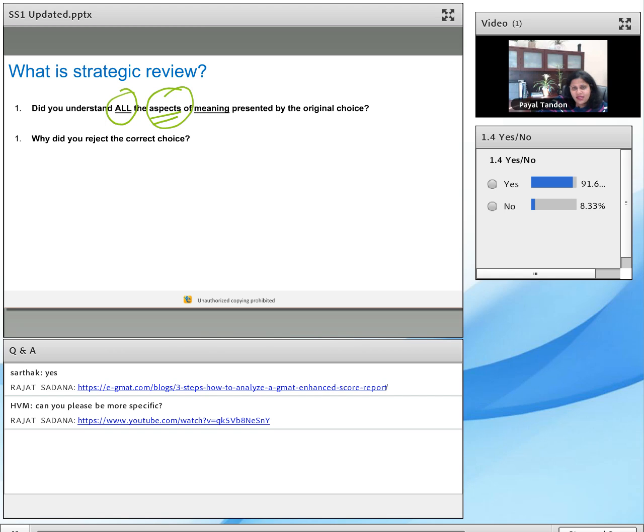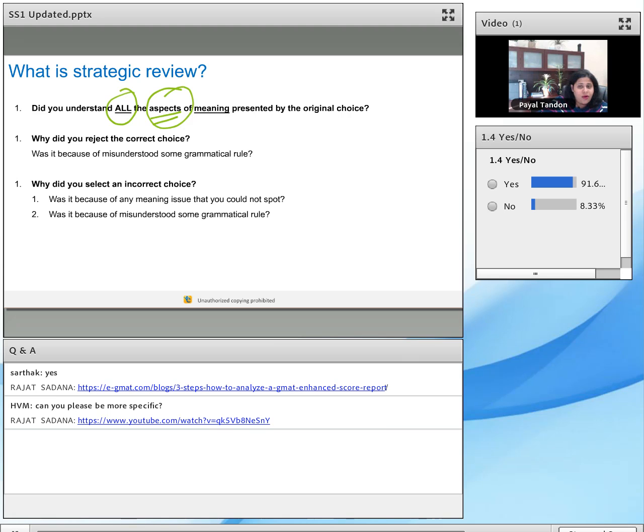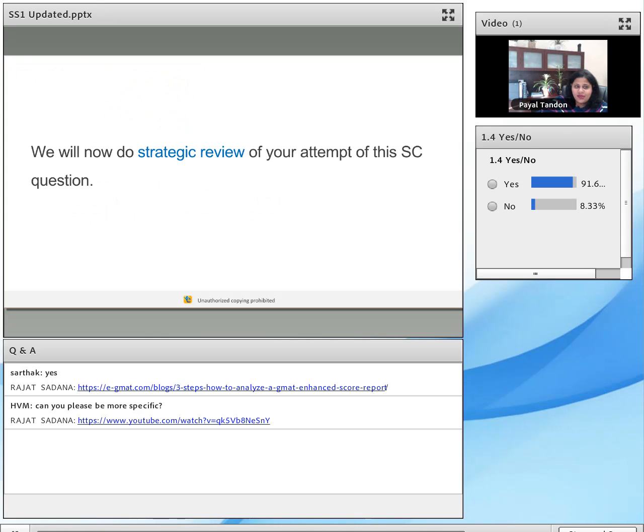The second question you need to answer is, why did you reject the correct choice? Remember, I asked you, most of you rejected choice E because you felt that the sentence structure was odd. Why did I reject the correct choice? Was it because I didn't understand some grammatical rule, or was it that the sentence structure was weird? What was it? The third question is, why did you select an incorrect choice? Was it because there was a meaning issue that you weren't able to spot, or was it some grammatical rule that you misunderstood and misapplied? Those are the questions.